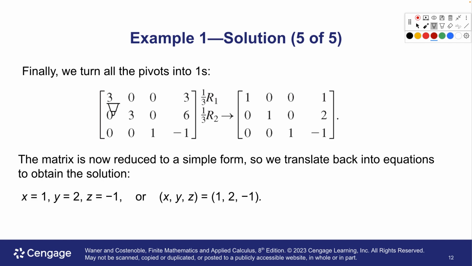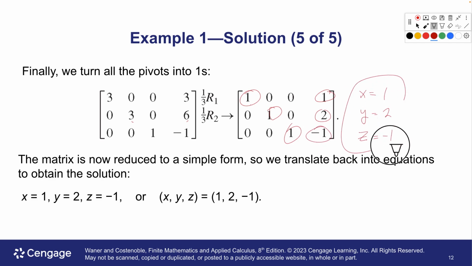So the top one, divide by 3, we get 1 and 1. The middle one, we divide by 3, so we're going to get 1 and 1. Or sorry, 1 and 2. And then the last one, we don't have to do anything for. But what it tells us is that x equals 1. Y equals 2. And z equals negative 1. So we've got our answers right there, which they've got written out horizontally here.